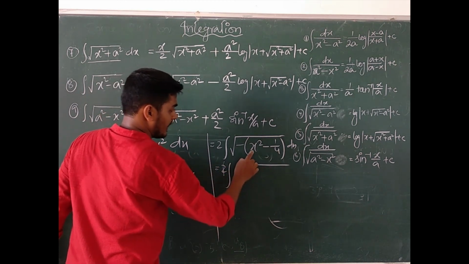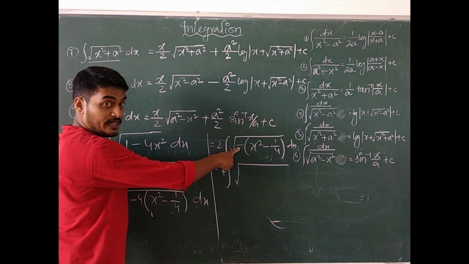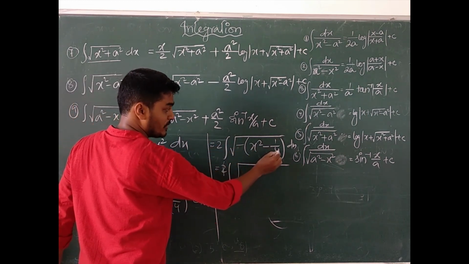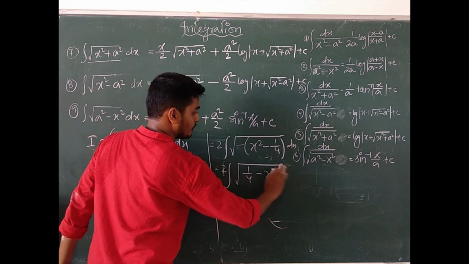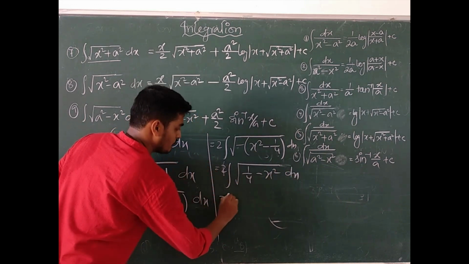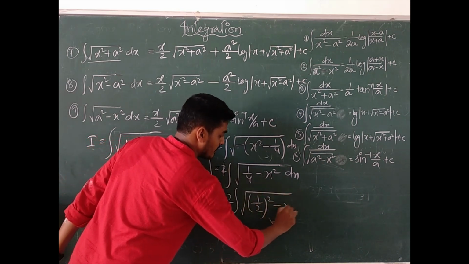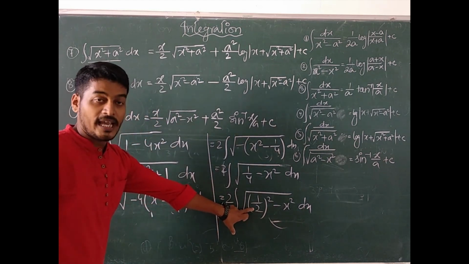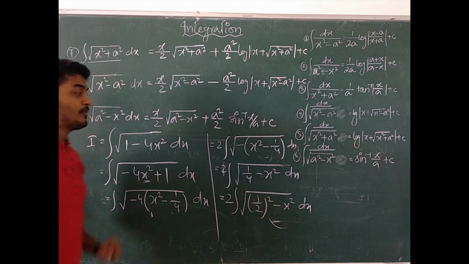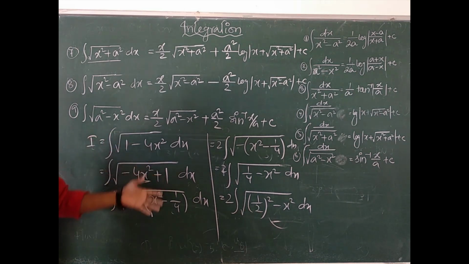So now you can think that the formula x square minus a square has to be written, x square minus a square, but the minus is already there. So first of all you have to multiply, so it will become positive 1/4 and it will become negative x square, dx. Now the formula is reverse: 1/2 whole square minus x square. So which formula do you have to apply? Constant first, so a square minus x square. This is the formula you have to apply. Are you getting my point?